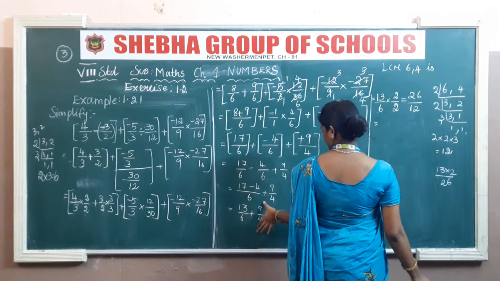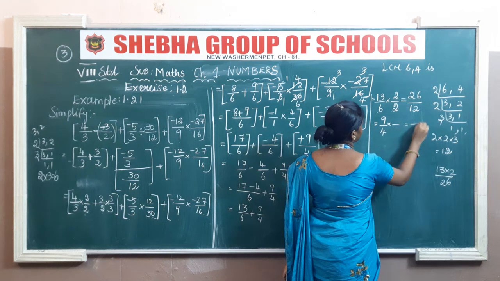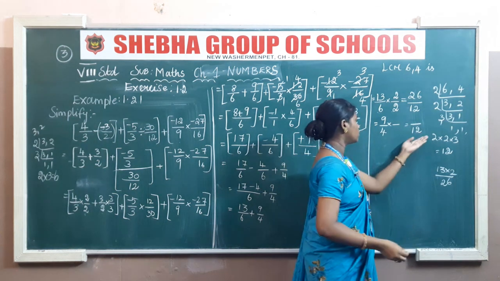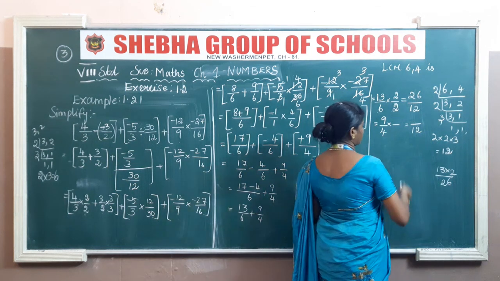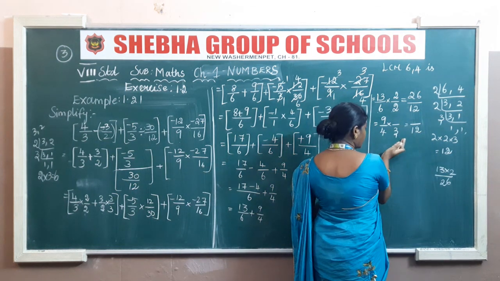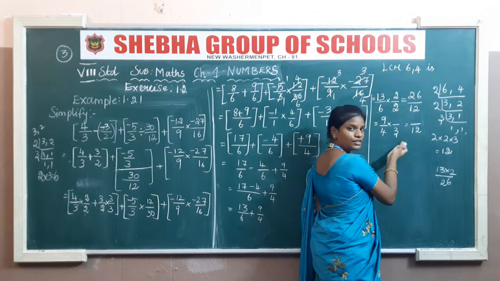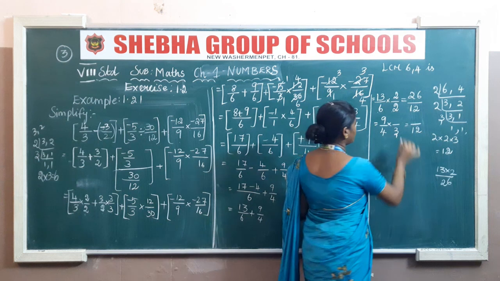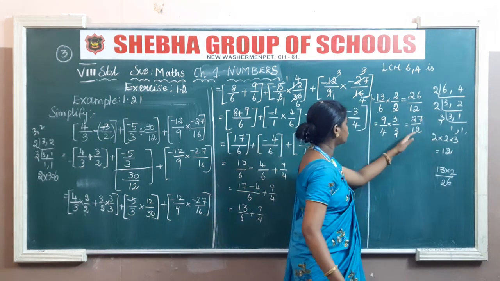The next portion is 9 by 4. We have to multiply, compulsorily, to get 12. 4 tables are 12, how many times? 3 times. So we write 3 in the denominator, and the numerator also we write 3. Okay, 3 9s are 27 by 12.